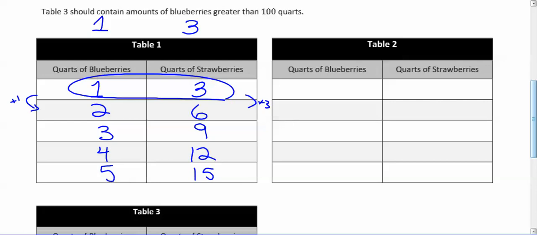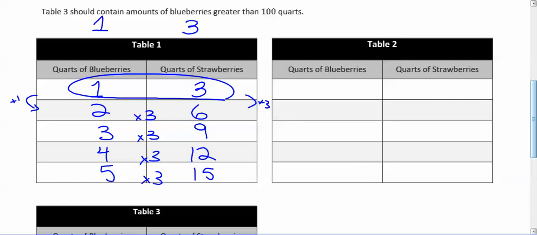So we know we need 3 times as many strawberries, right? So if we have 2, we multiply that by 3. We know we need 6 strawberries. If we have 3 quarts of blueberries, multiply that by 3. We came up with 9 quarts of strawberries, and then so on and so forth.